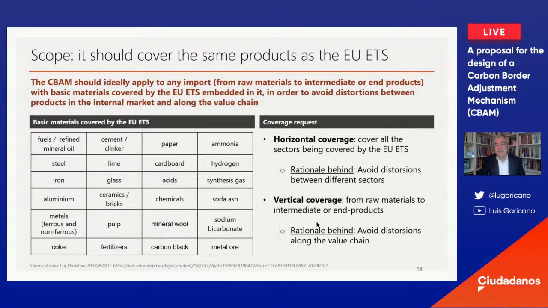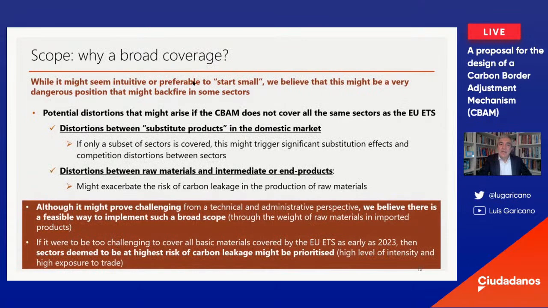So I was arguing, as you see here, that if you only cover some products, you're going to get substitution in the domestic market. And if you only cover the raw materials or the intermediate or the end products, then you're going to get some distortions in the vertical chain. So it's technically a challenge, but I think that we should try to cover every product that is in the emission trading scheme vertically and horizontally.